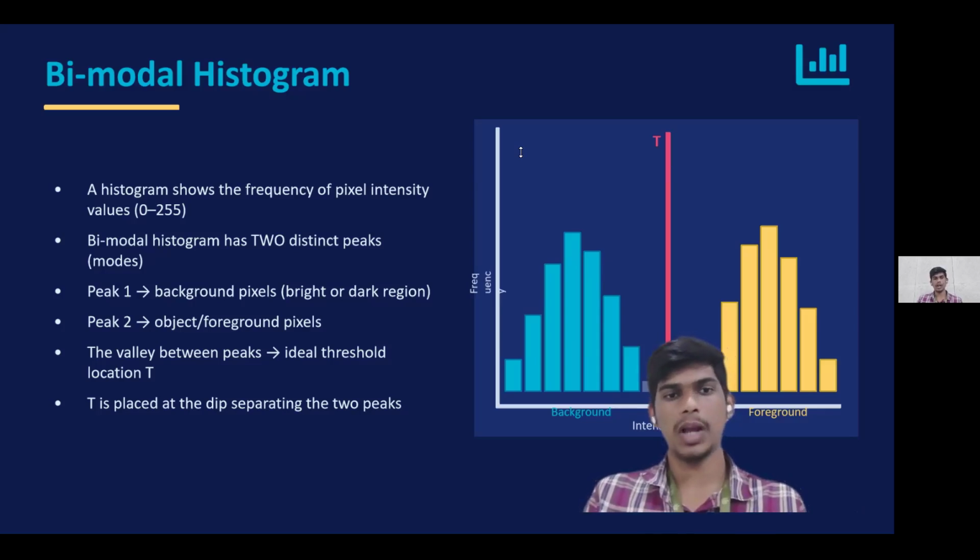The bimodal histogram has two distinct peaks, one for background and another for foreground. The value between these peaks is the ideal threshold location. We get the threshold here with the dotted red line. T is placed at the dip separating the two peaks, at the middle point.